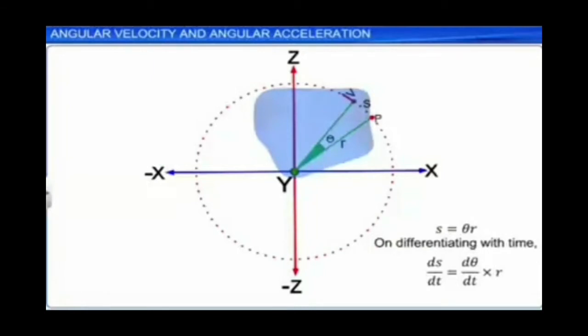Now from the definition of plane angle, we can write s is equal to theta r, where theta is the angle and r is the radius.